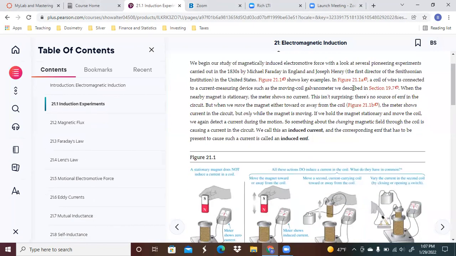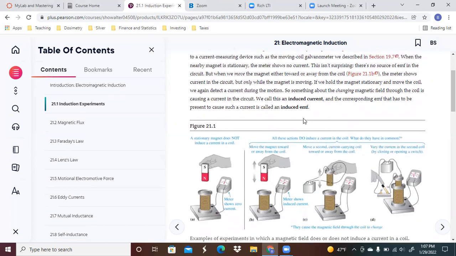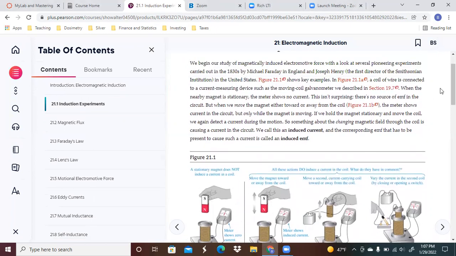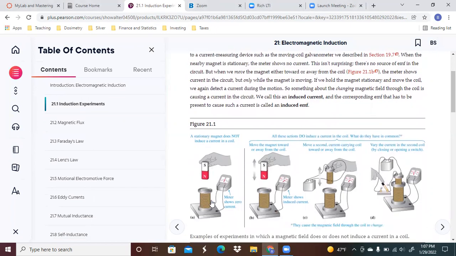Okay, so we're going to look at some things that Michael Faraday and Joseph Henry did. Faraday was in England, Joseph Henry was in the US. And we're going to look here at some examples. So we've got basically a coil of wire, and you've got a current measuring device here, like a moving coil galvanometer. When we've got a nearby magnet and it's stationary, we don't pick up any current.